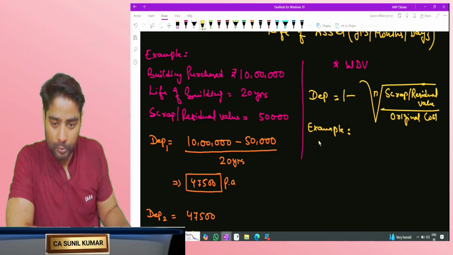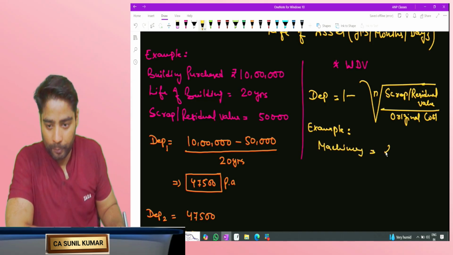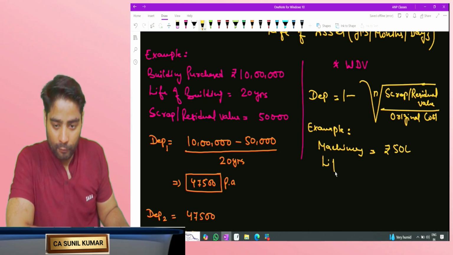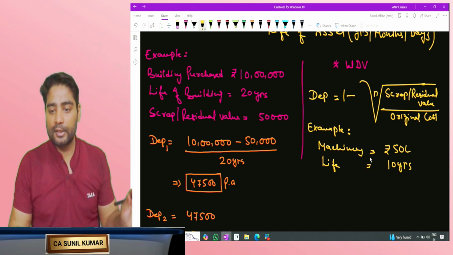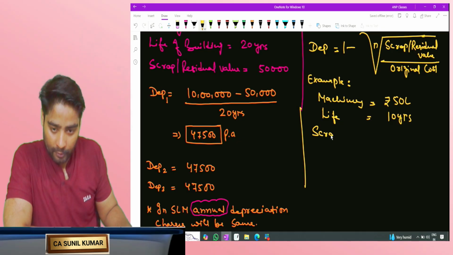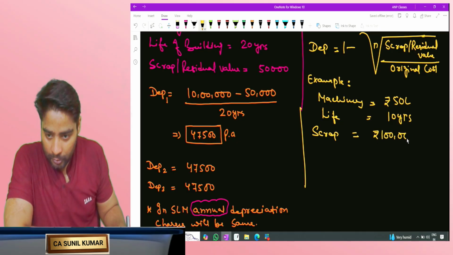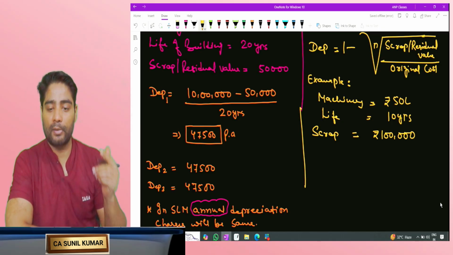Same example. Let's suppose machinery. We have purchased a machinery for rupees 50 lakhs. The life of machinery is 10 years. And after 10 years, its scrap or residual value, its scrap will be sold for rupees 1 lakh. So how shall we calculate depreciation according to this method?